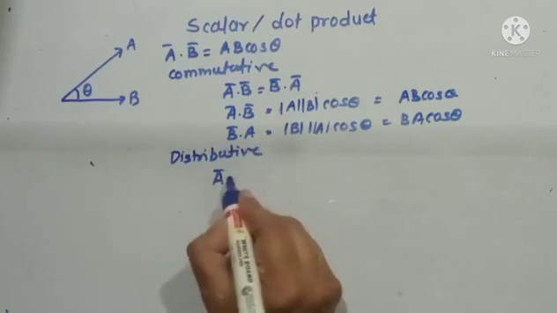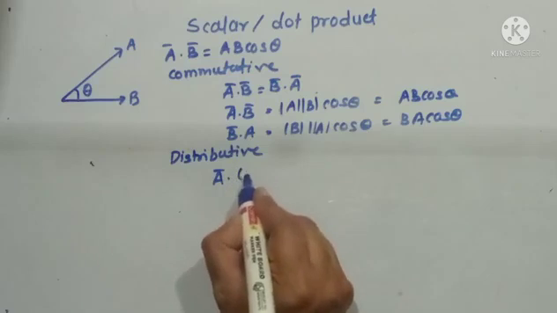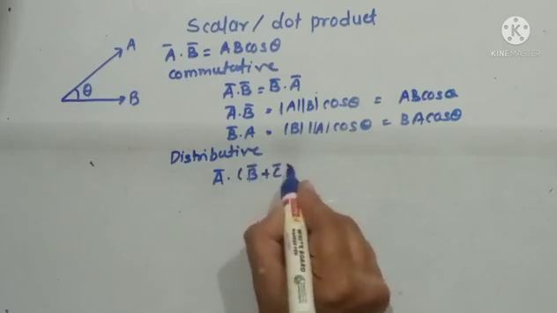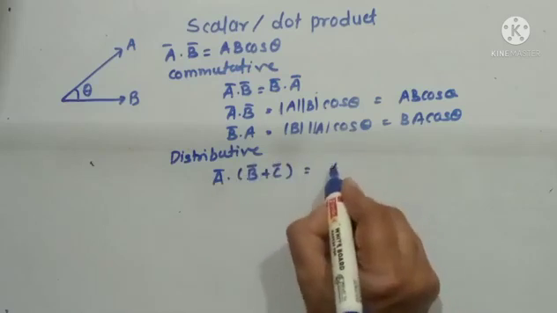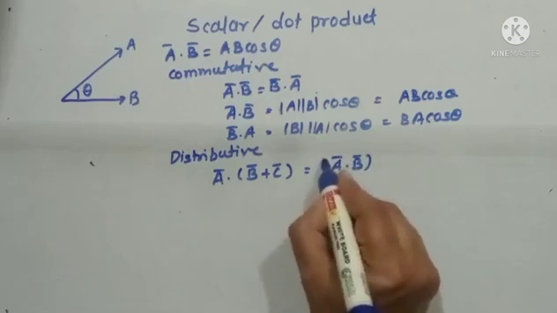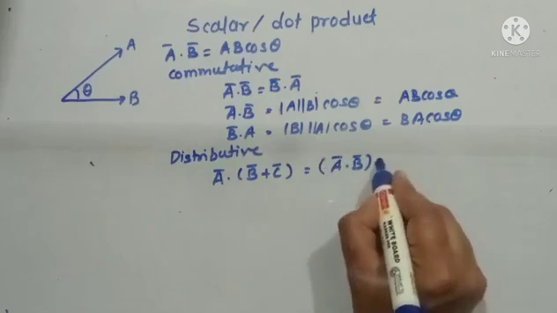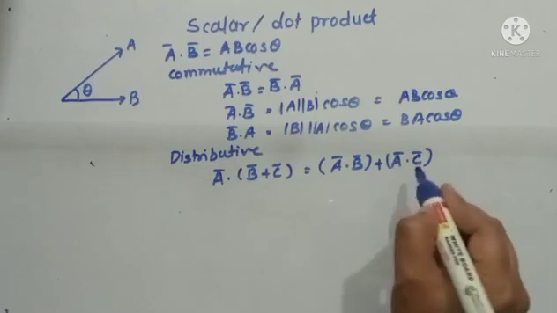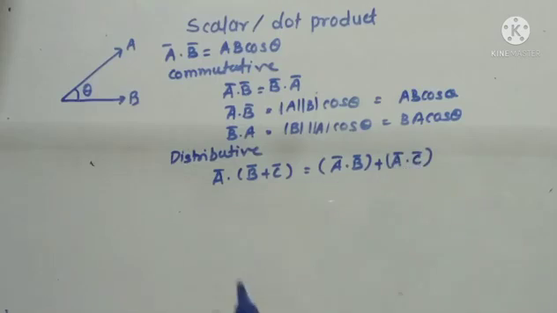Suppose there are three vectors, so this is vector A dot (vector B plus vector C), then that is equal to vector A dot vector B plus vector A dot vector C. So this is called the scalar product is distributive.